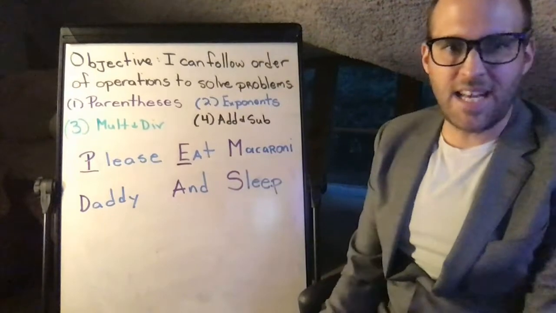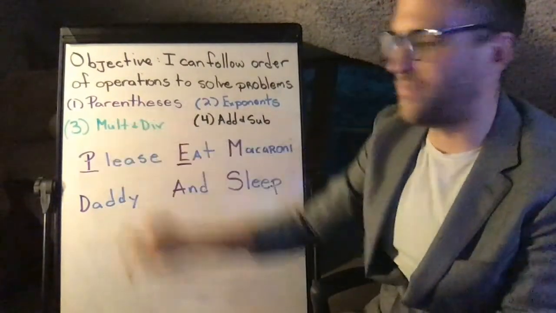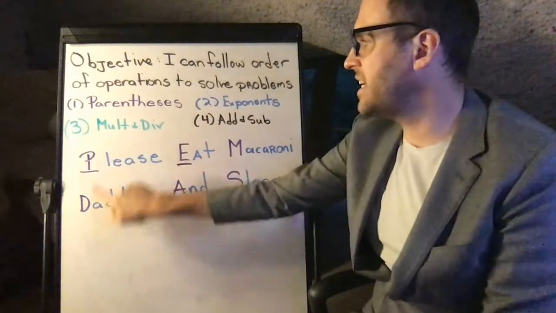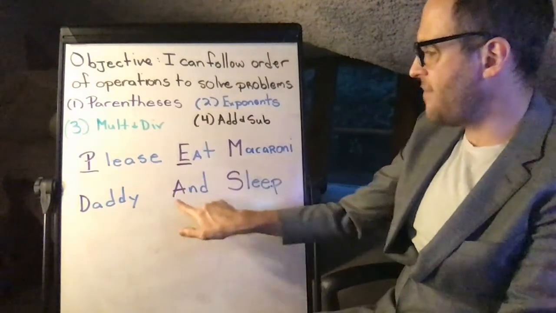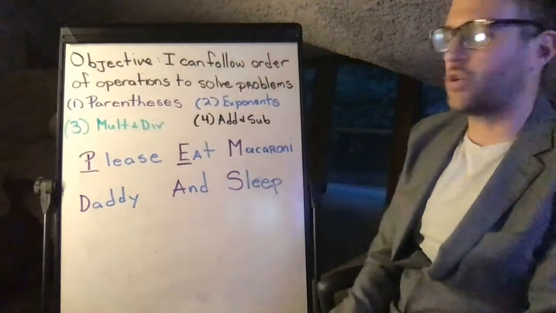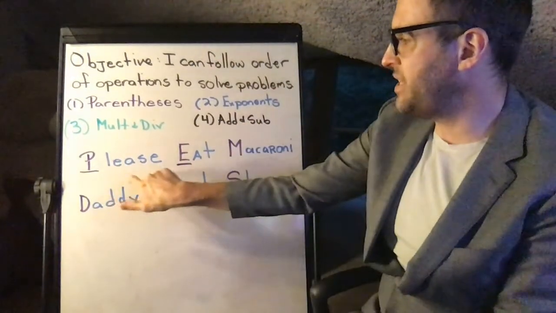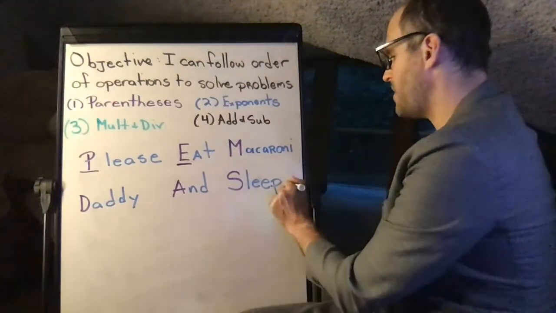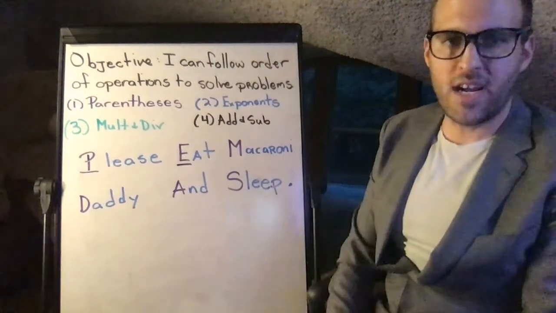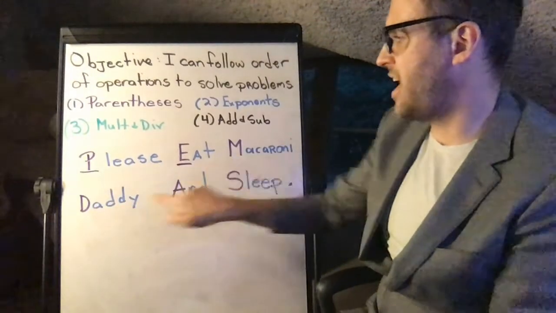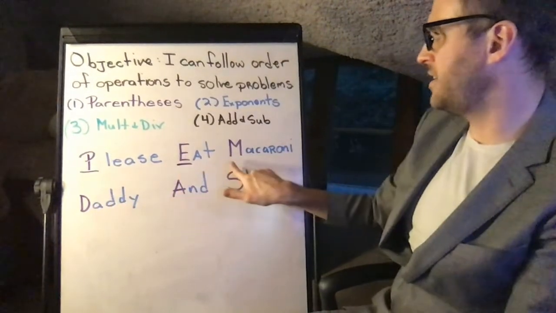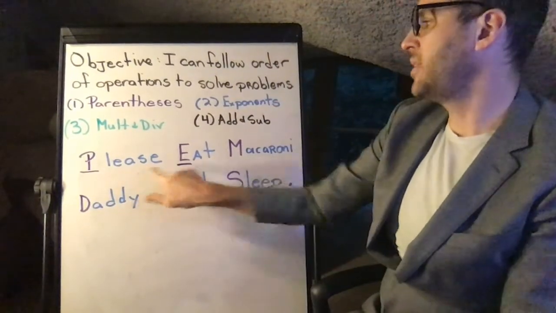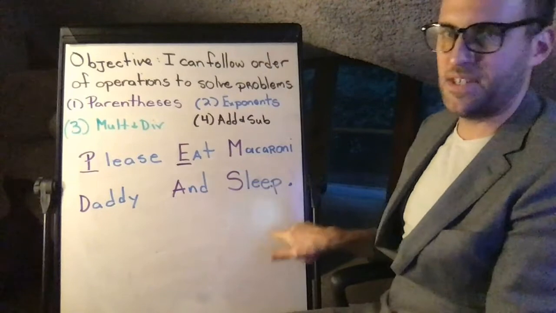So here's why it's an acronym. The P stands for parentheses. The E stands for exponents. The M and D stand for multiply and division. And the A and S stand for the addition and subtraction. So if you remember the sentence, please eat macaroni, Daddy, and sleep, you'll always remember the order of operations, because the first letter gives you the hint. Parentheses, exponents, multiplication, division, adding, and subtracting. Please eat macaroni, Daddy, and sleep.